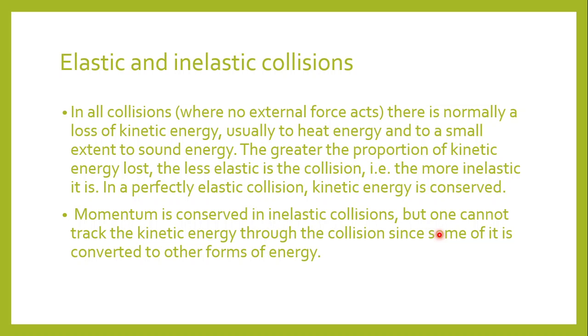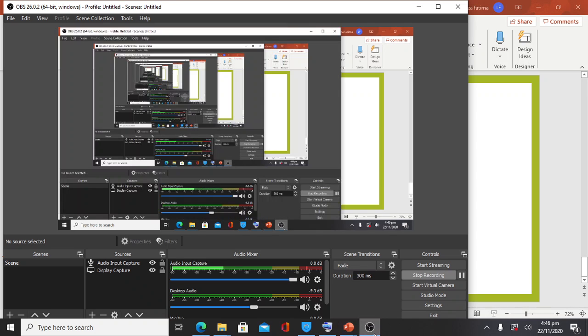However, a perfectly elastic collision is one in which kinetic energy is also conserved from the start of the scenario to the end. Momentum is conserved in inelastic collisions too, but one cannot derive kinetic energy through the collisions, since some of it is converted to other forms of energy. So this is about it for this topic, that is, kinetic energy and potential energy.